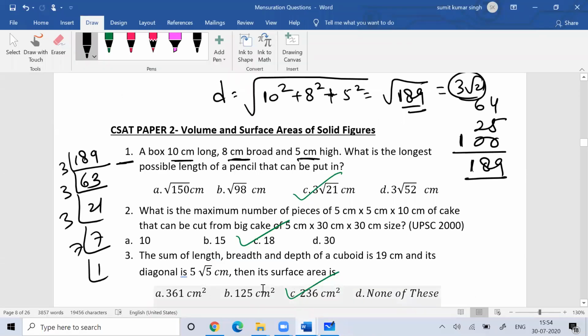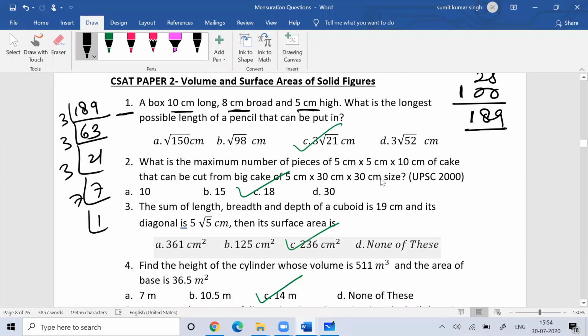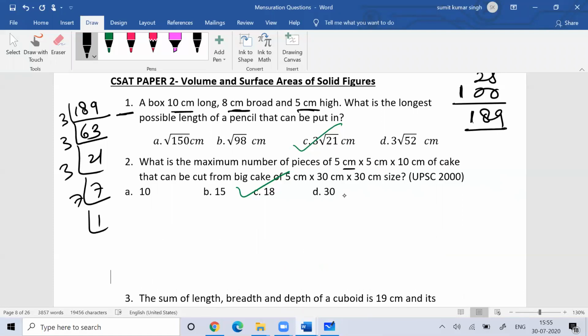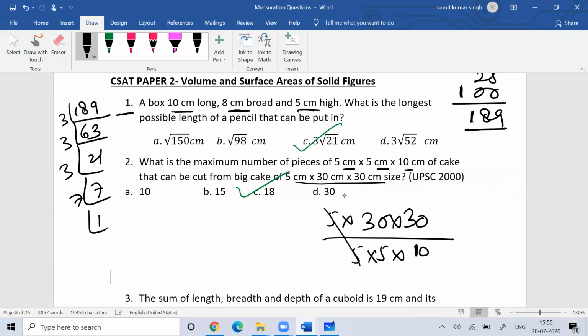Now you can see question number 2. What is the maximum number of pieces of 5 into 5 into 10 of cake that can be cut from this? It's very simple. These all are in centimeter. For the maximum, you just need to find the original volume, which is the total volume, 5 into 30 into 30, and divide by 5 into 5 into 10. With this I can find the maximum number of pieces.